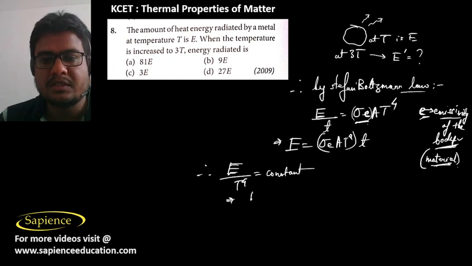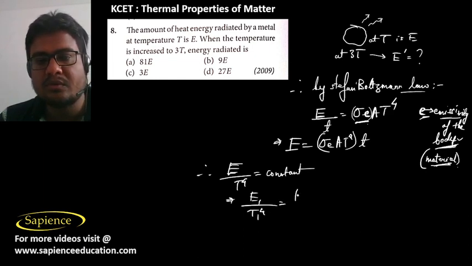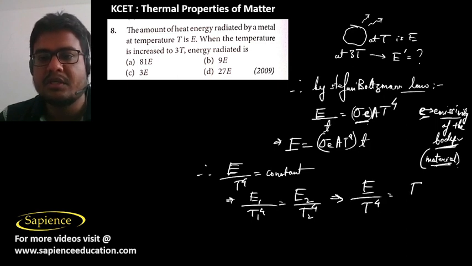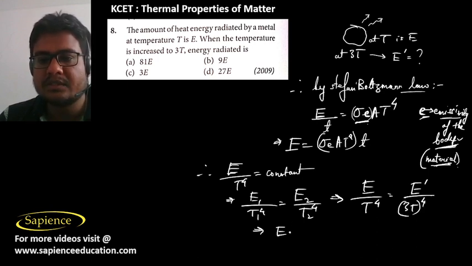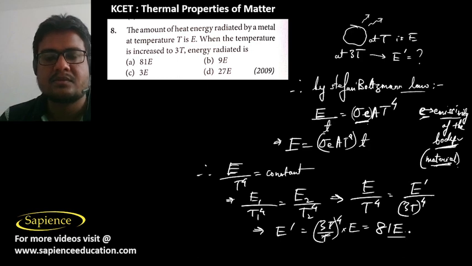So therefore we can say that E1 by T1 power 4 will be equal to E2 by T2 power 4. Here energy is E when the temperature is T, so E by T power 4 will be equal to the energy radiated, E dash, divided by T2, that is 3T power 4. So E dash will be equal to (3T by T) whole power 4 into E. So this will be 3 power 4, that is 81 E. So 81 E is the answer.